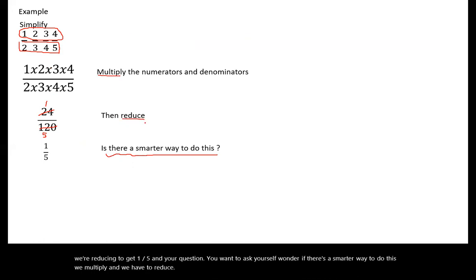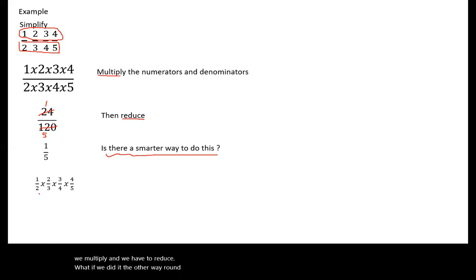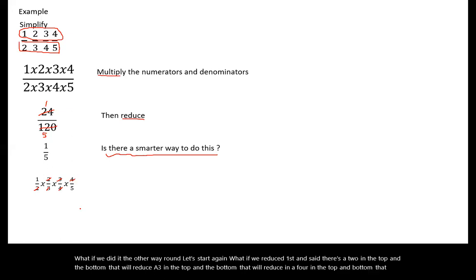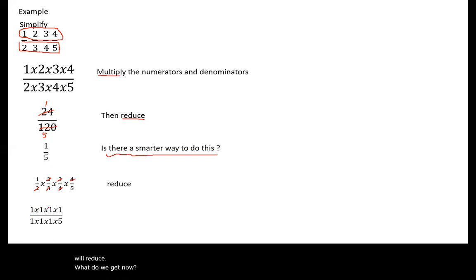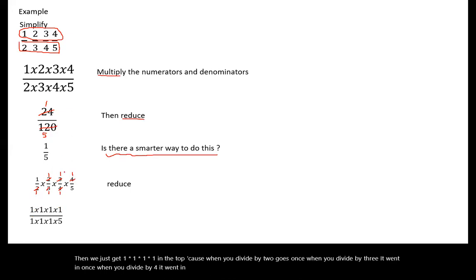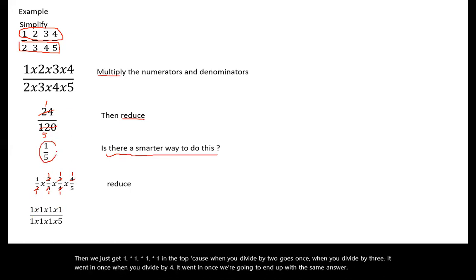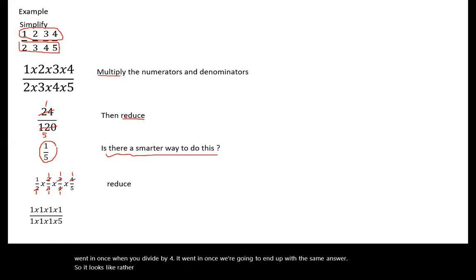What if we did it the other way around? Let's start again. What if we reduced first and said there's a 2 in the top and the bottom that will reduce, a 3 in the top and the bottom that will reduce, and a 4 in the top and bottom that will reduce? What do we get now? Then we just get 1 times 1 times 1 times 1 in the top, because when you divide by 2, it goes once. When you divide by 3, it went in once. When you divide by 4, it went in once. We're going to end up with the same answer. So it looks like rather than multiply and then reduce, it's easier to reduce and then multiply.